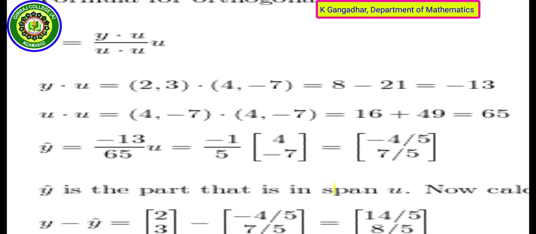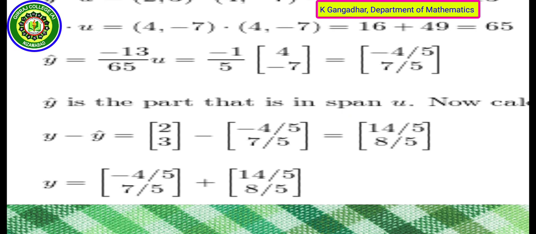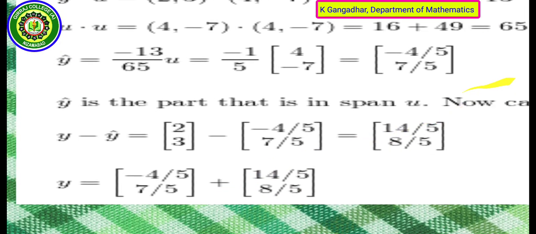So y minus y cap equals z, the component of y orthogonal to u. The z value is (4/5, 8/5). And we write y equals y cap plus z. So it is the linear combination.